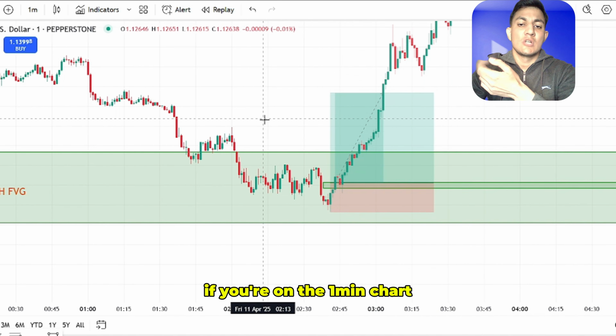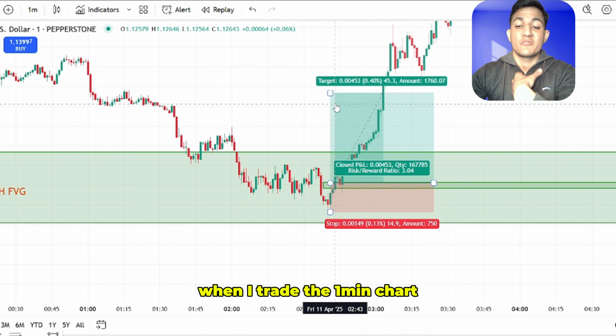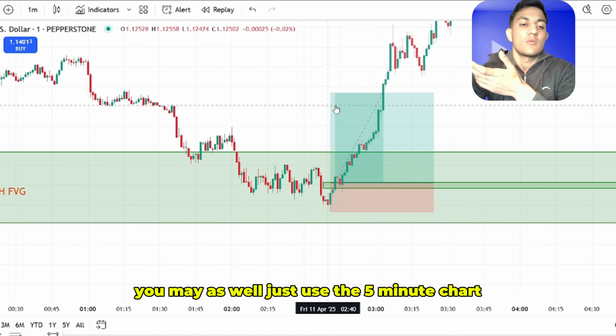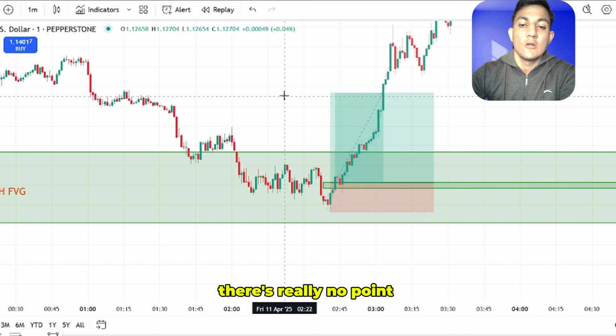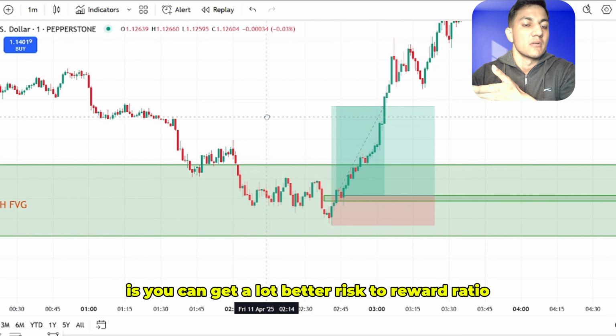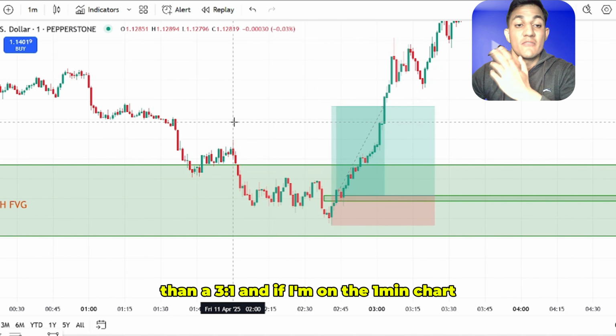If you're on the 1-minute chart, it's lower probability, but you get more entries. And for me personally, when I trade the 1-minute chart, if you're not going to get a free risk reward ratio, you may as well just use the 5-minute chart. There's really no point. The only good thing about the 1-minute chart is you can get a lot better risk reward ratios. So for me personally, I would never aim for less than a 3-to-1 if I'm on the 1-minute chart, right?